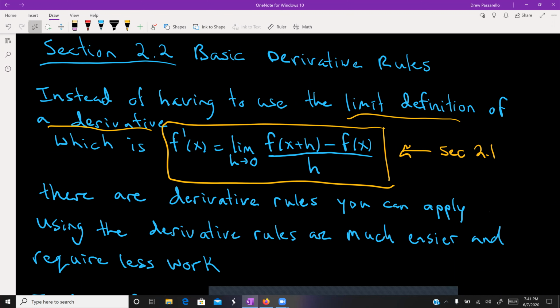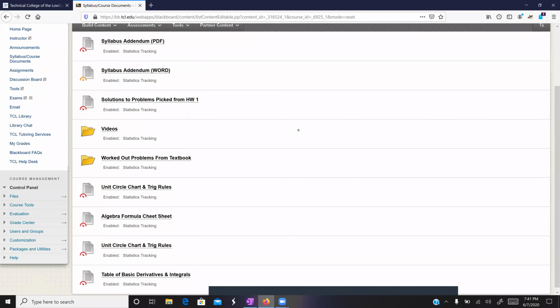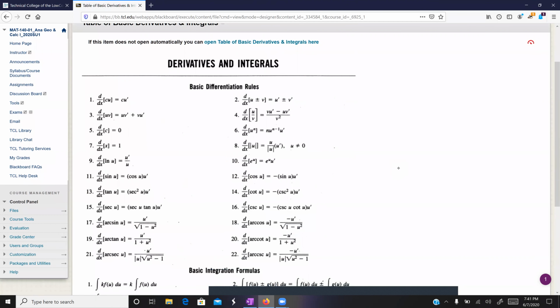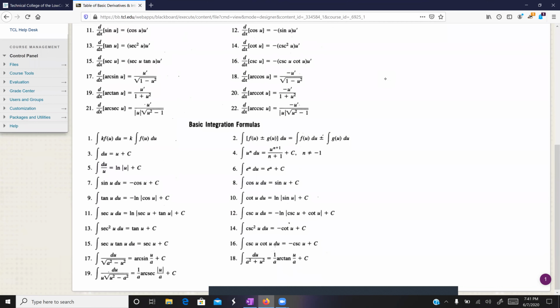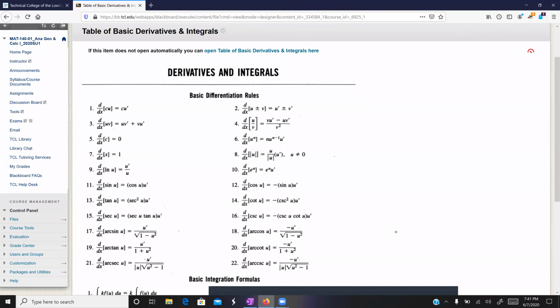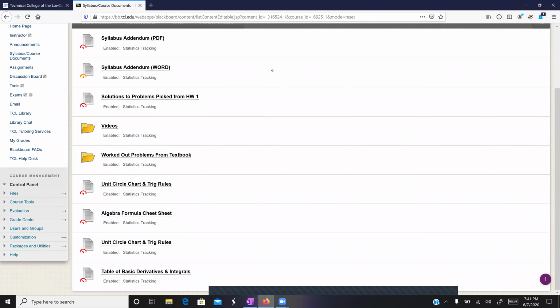Now, what I put up on Blackboard down here says table of basic derivatives and integrals. If I click on that, this has all the derivative rules that you'll use if you take Calc 1, 2, or other calculus courses. And also there's something called integration, which we'll get to towards the last half of the course. But this is the table that has all the rules. That's on Blackboard under course documents, at the very bottom.